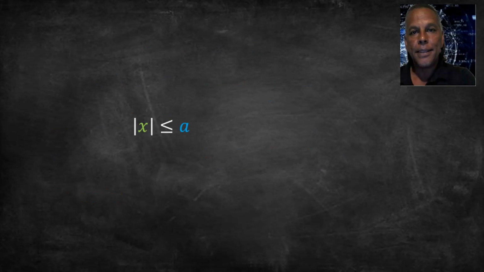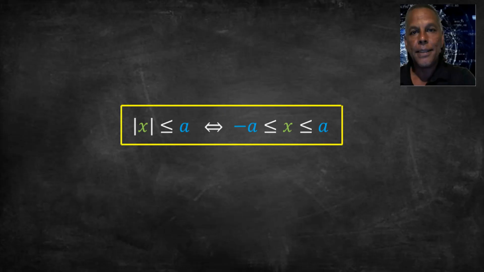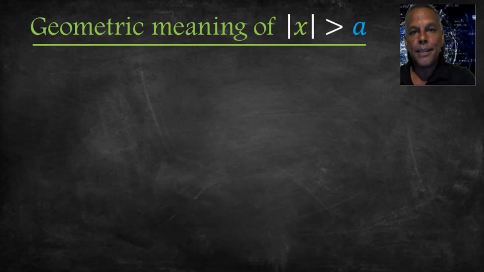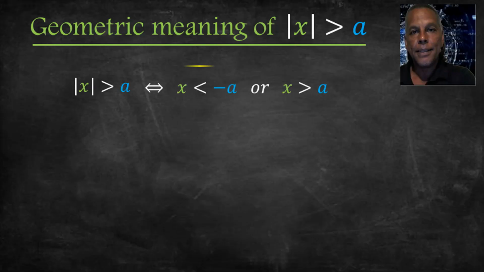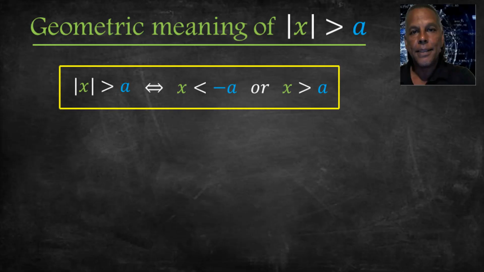Similarly, the mod of x less than or equal to a implies both ways that x is greater than or equal to negative a, but less than or equal to a. What about the geometric meaning of the mod of x greater than a? The mod of x greater than a implies both ways that x is less than negative a or x is greater than a.